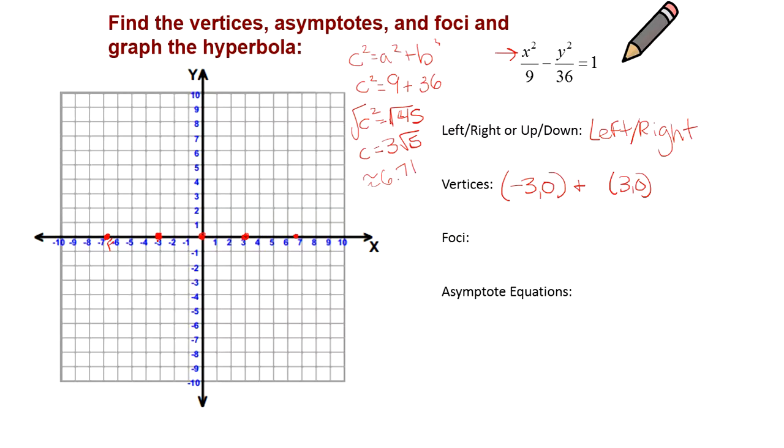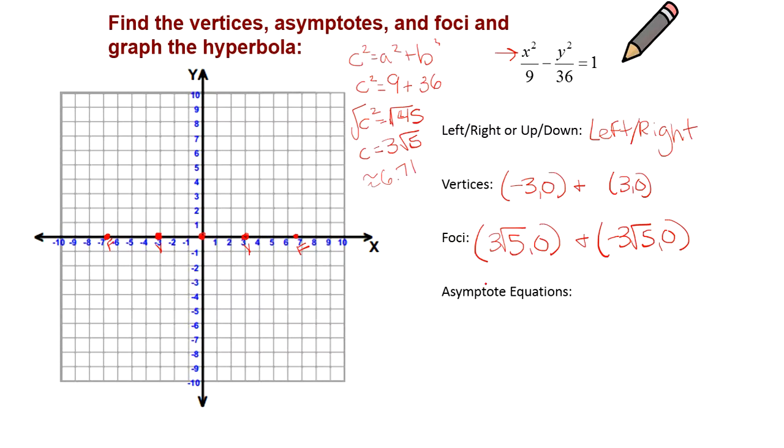Those are my foci. I'm going to label my vertices here too. See, foci. So my two foci are at 3 square roots of 5, 0, and negative 3 square roots of 5, 0.